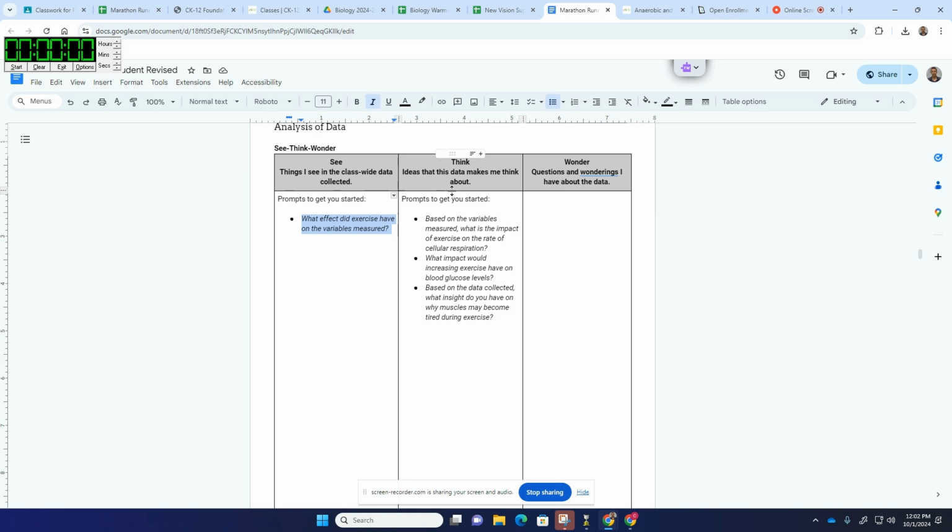So then we go over here to what do we think? It says, based on the variables, what is the impact of exercise on cellular respiration, right? So we didn't directly measure cell respiration, but we did indirectly measure it, and this is the same thing, right? More carbon dioxide means that there's more cellular respiration occurring, because that's where ATP energy is coming from.